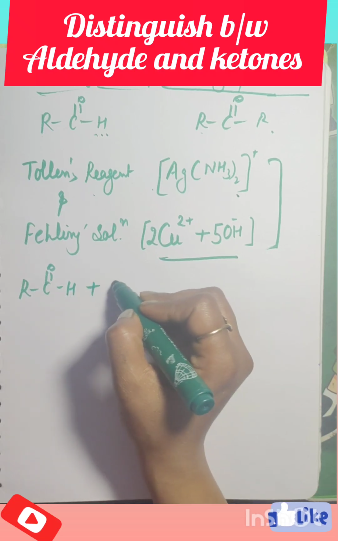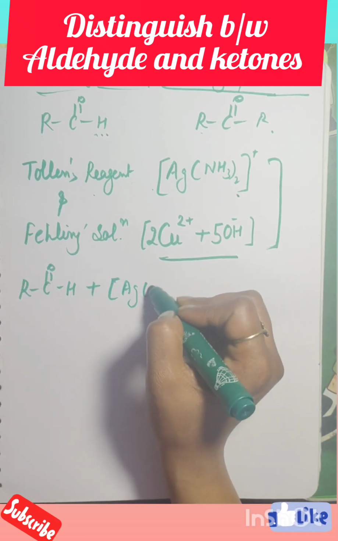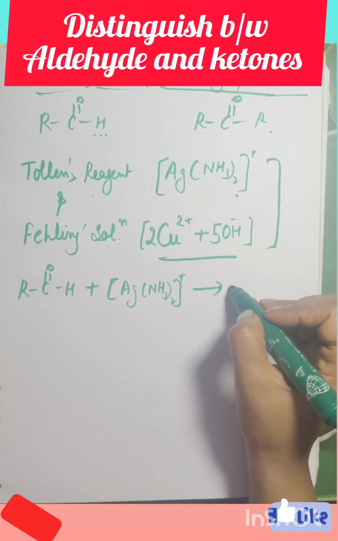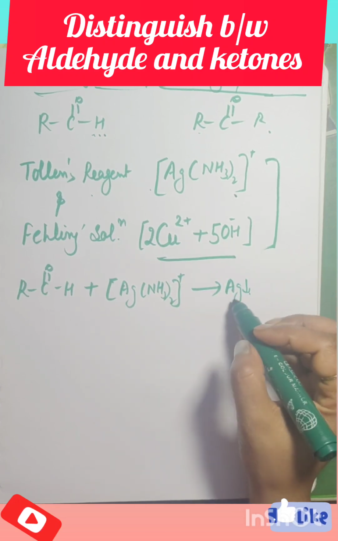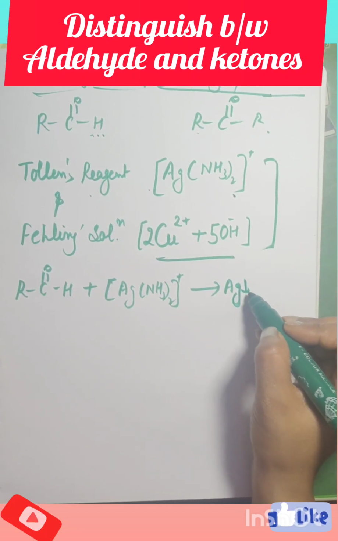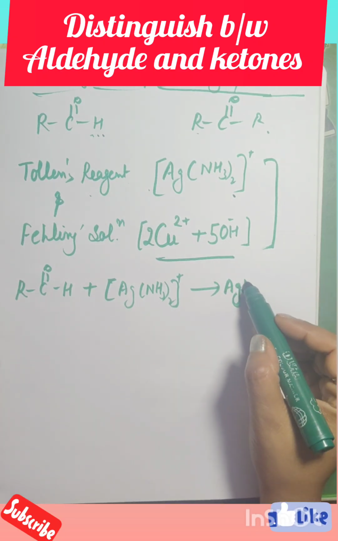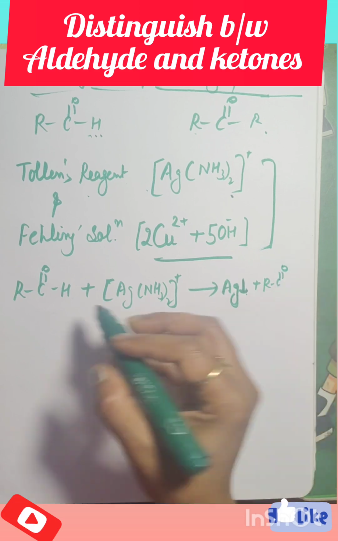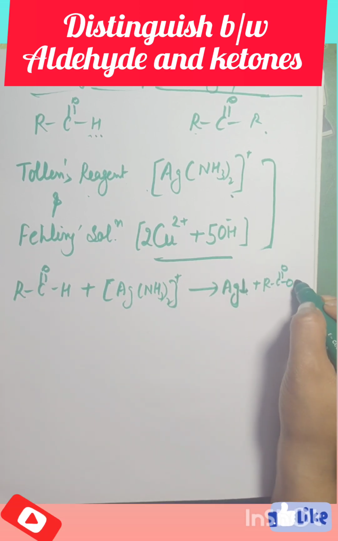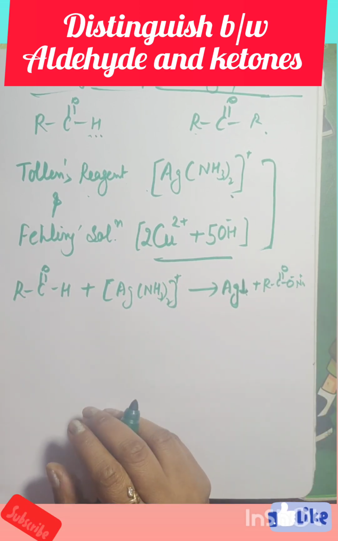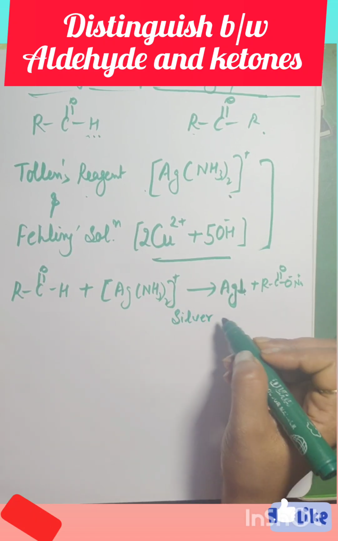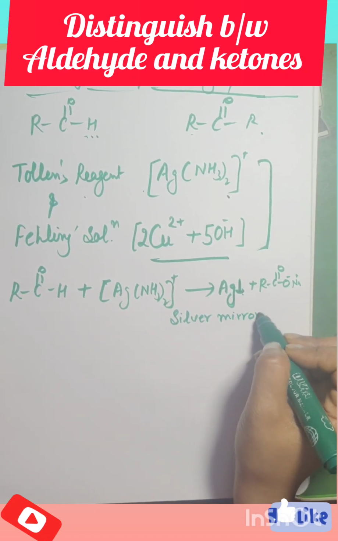When we add Tollens reagent, we get silver. Silver is deposited on the inner side of our test tube, and aldehyde will be oxidized. So it is also called the silver mirror test.